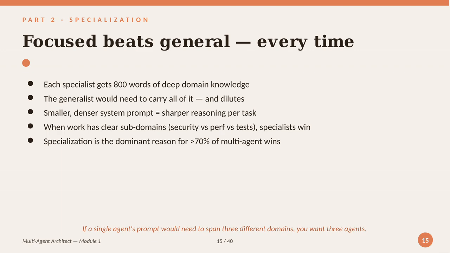Smaller, denser system prompts mean sharper reasoning per task. The model has more attention to spend on the actual work because less of its context is consumed by role juggling. Quality goes up while cost stays the same. Pure win when the work has clear subdomains. Specialization is the dominant reason for over 70% of multi-agent wins. If a single agent's prompt would need to span 3 different domains to do the job well, you want 3 agents. The split itself is the value. When you see a task that requires expertise in multiple domains simultaneously, that's the specialization signal. Break it into specialists.